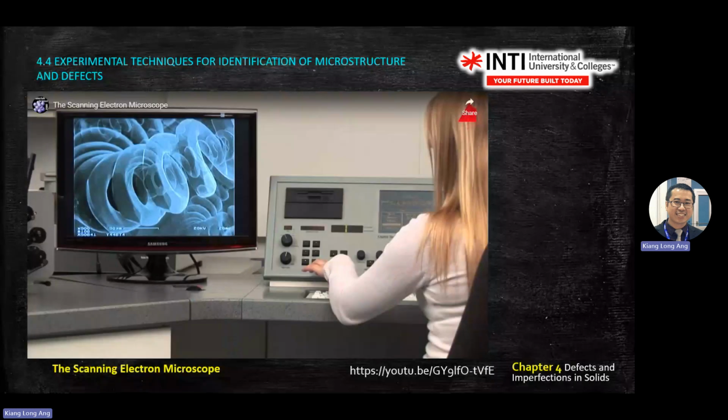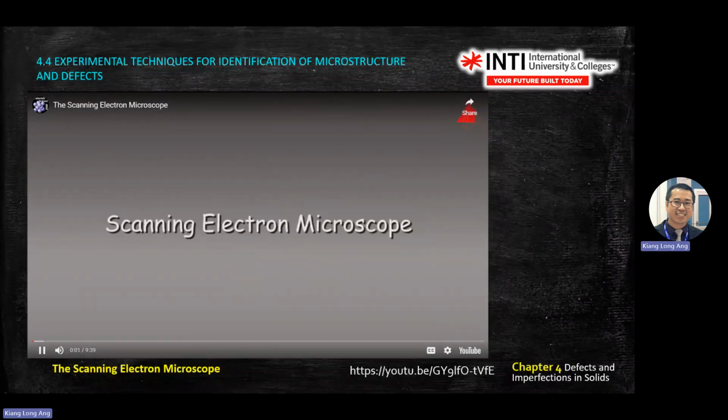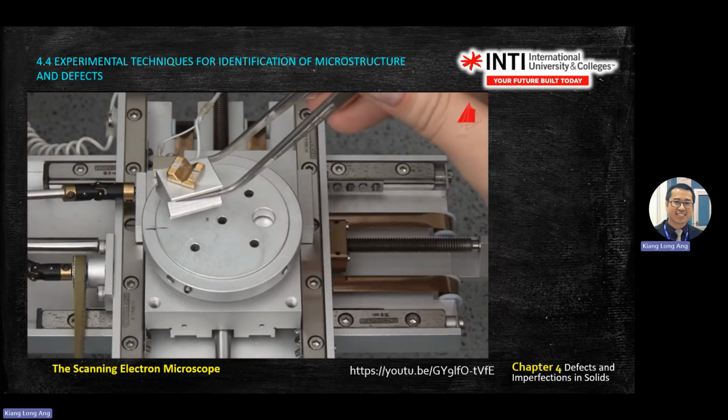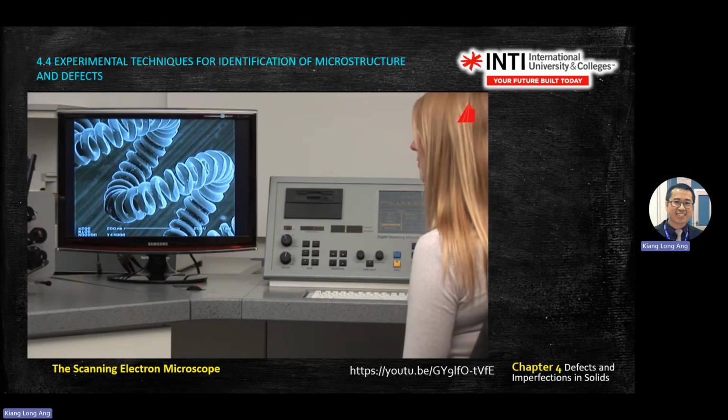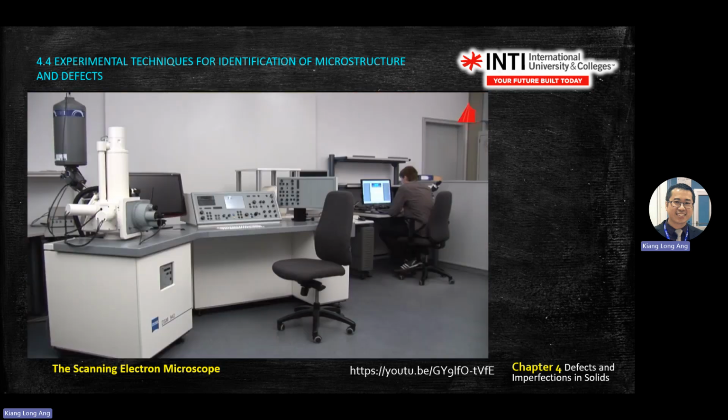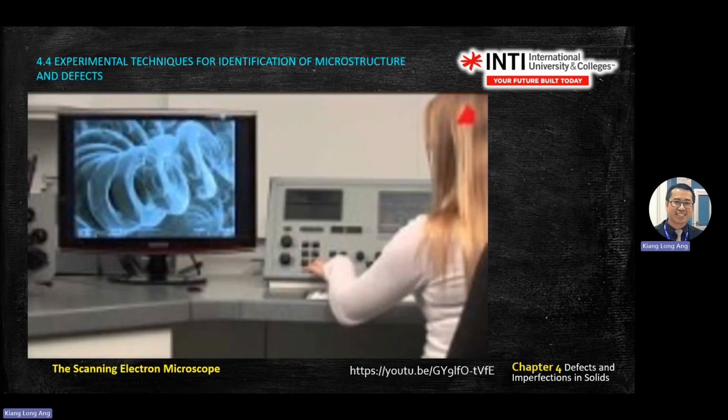Okay, so we watch this. This video you go home and watch, the scanning electron microscope. Very long video. Scanning electron microscopy is one of the most fascinating examination methods. This video shows how it works in practice. For your lab, main components of the microscope are column for electron beam generation, specimen chamber, vacuum pump, monitor.